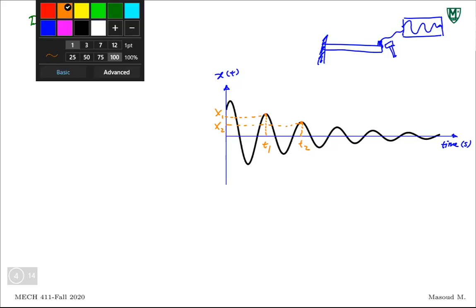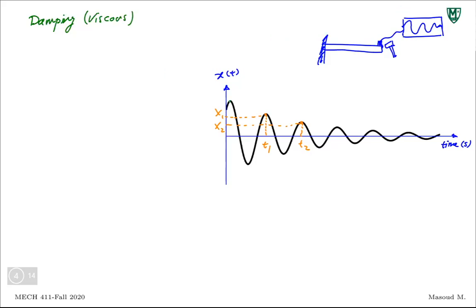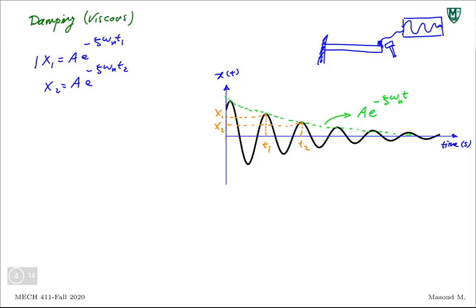Now remember, back when we talked about this system, we said if you connect these two peaks, remember that plot I plotted for viscous damping? I said if you connect these peaks all the way, the equation for this curve would be A e to the minus zeta omega n t. Because these points are on that curve, x1 would be A e to the minus zeta omega n t1, the time that x1 happened, and x2 would be A e to the minus zeta omega n t2, the time that x2 happened.